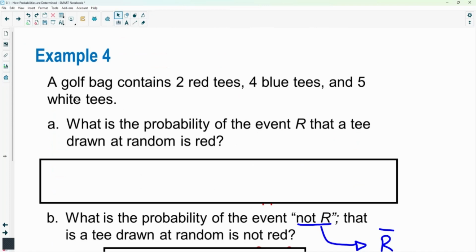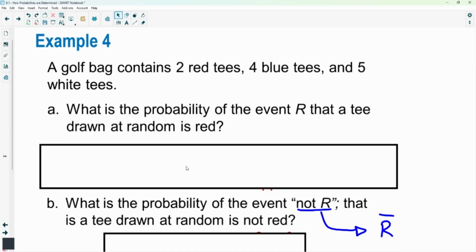So let's take a quick look here. It says a golf bag contains 2 red tees, 4 blue tees, and 5 white tees. What is the probability of the event R that a tee drawn at random is red? So again, how many reds do we have? We have 2 reds. But what else do we also need to find probability? The total number of elements in the sample space, right?